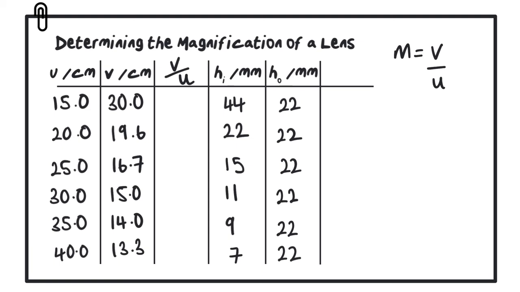We also have the relationship that M is equal to HI over HO, which is the height of the image divided by the height of the object. Notice that the values in our table for the height of the object are constant throughout because we didn't change that at all. But the height of the image did change. So in order to work out the magnification from that, that's going to give us the final column in the table, which is HI over HO. For each row in this table, we should find that the magnification is the same value.